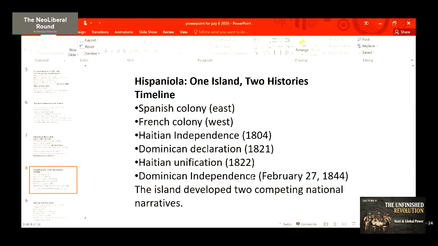The history also complicates Dominican independence. The eastern side of Hispaniola experienced different claims of sovereignty: Spanish rule, a brief declaration.